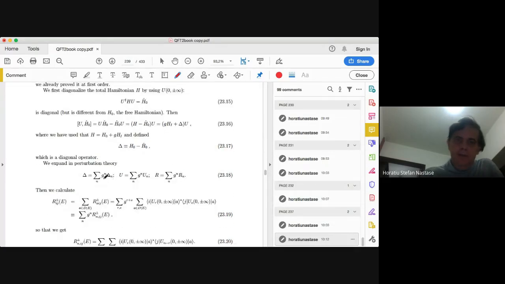All right, now we expand everything in perturbation theory. And remember, that's why I pulled out a G outside of the interacting Hamiltonian, just to keep track of orders of G. So expanding in perturbation theory means writing this as a sum over n of G to the n times the nth order object. So delta n here, un here, and rn here.